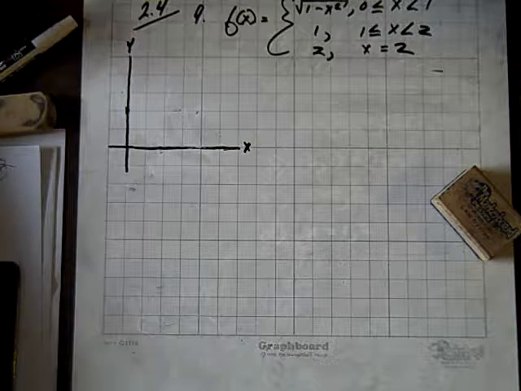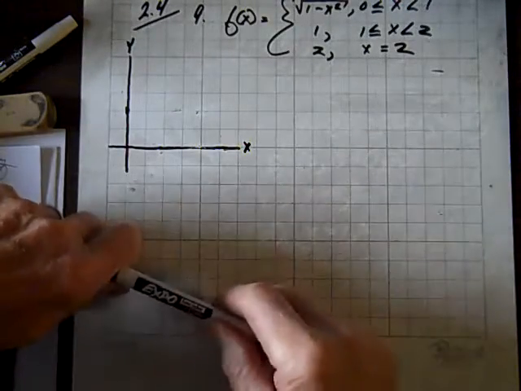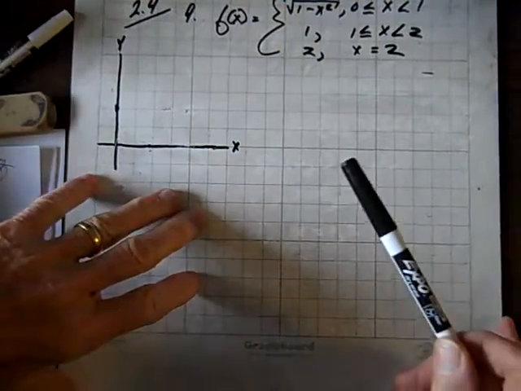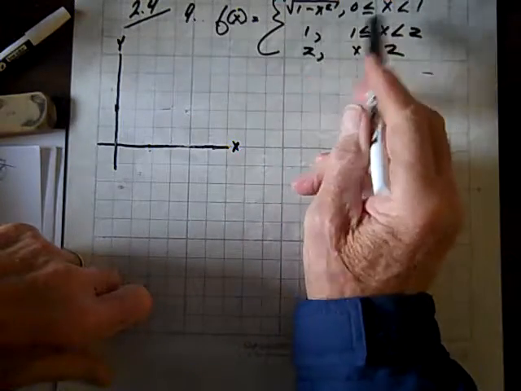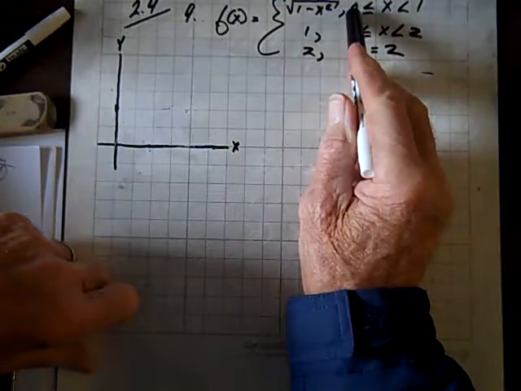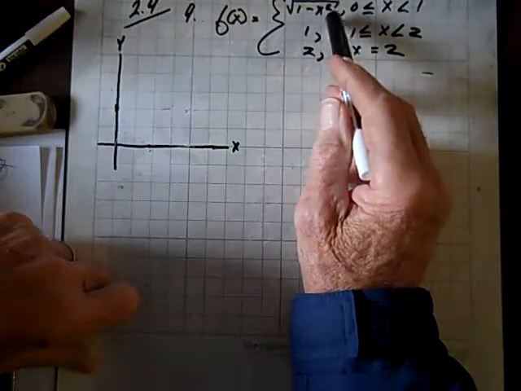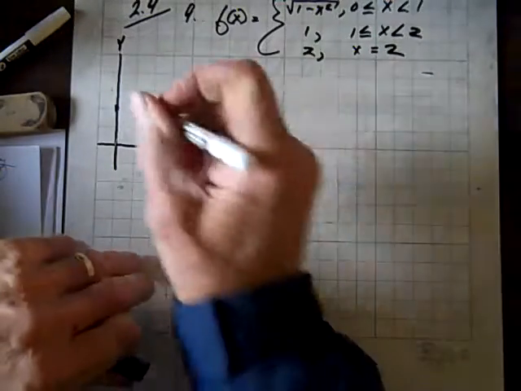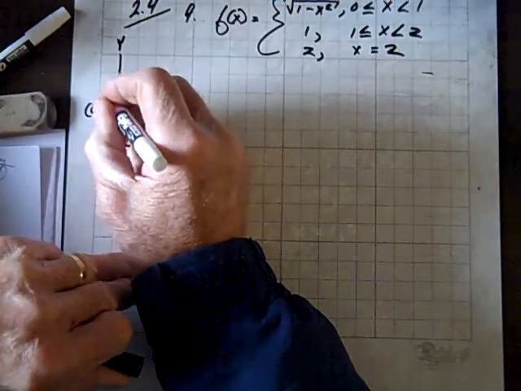Okay, now we're doing question 9 on section 2.4. And the first thing we have to do is graph this piecewise function and then answer 4 questions. So to graph each piece, we'll examine the endpoints. And so if x is 0, this is the domain of this piece of the function. If x is 0, then we'll have the square root of 1, and the square root of 1 is 1, so here we are at 0, 1.